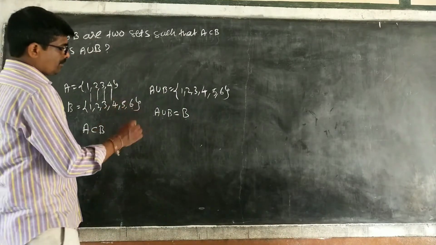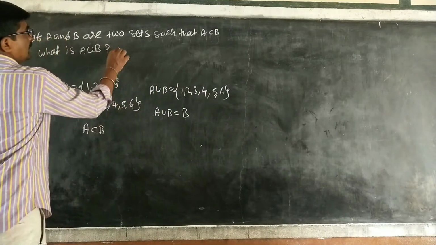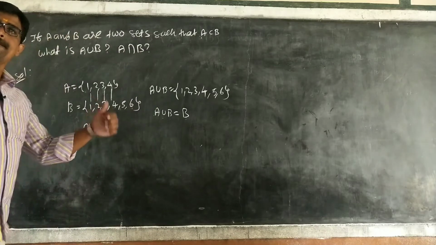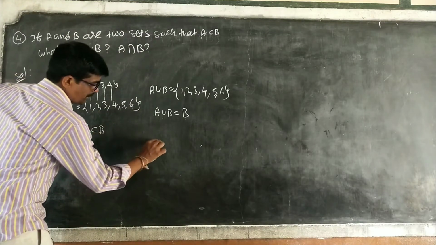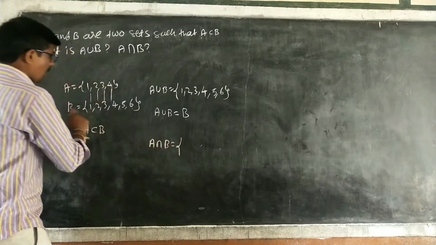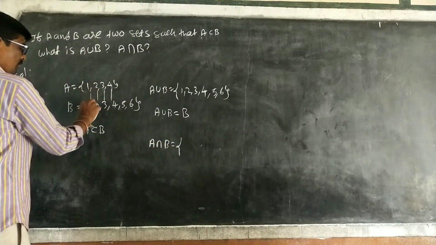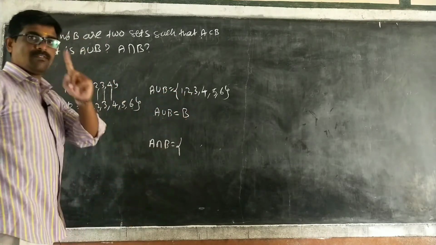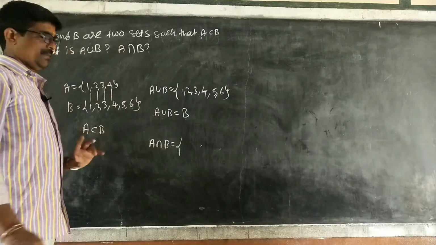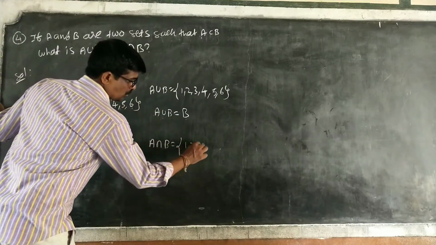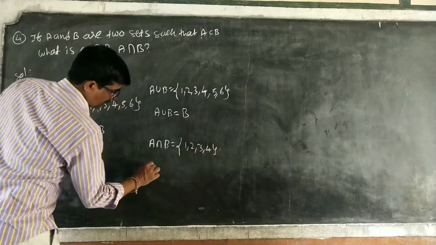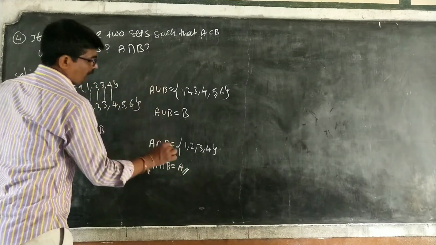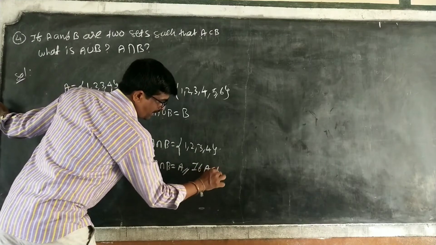Okay? Next, again, he is not asking, but I am telling. What about A intersection B if A is a subset of B? A intersection B means we write only common elements. Which are common here? 1, 2, 3, 4 are common elements, and we take them one time. Therefore, A intersection B is equal to A only, when A is a subset of B.